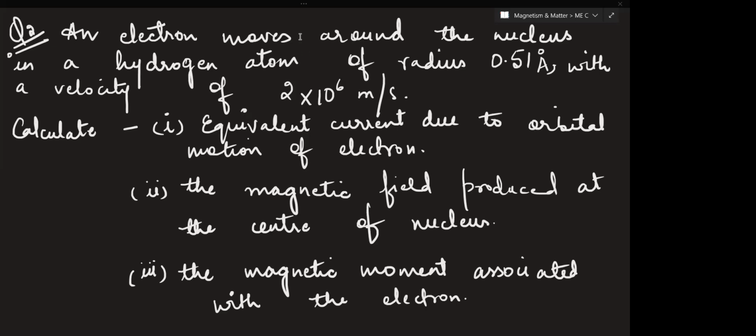Yes, answers. Only the first answer has been submitted by Kulsum. I is equal to Q by T. And time period, how can you calculate it for a circle if velocity is given? By that relation, use it. And do convert angstrom into meters.